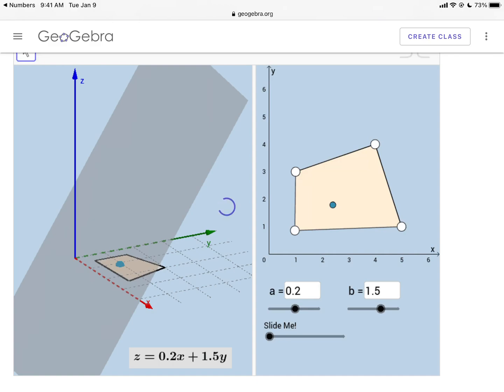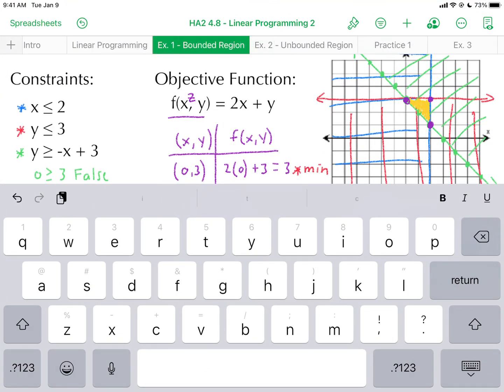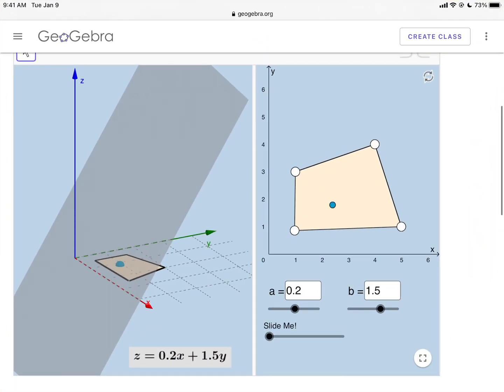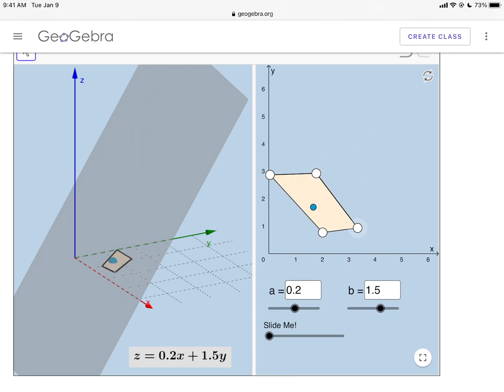Okay, so in this illustration, the left side of the screen is 3 dimensions, and the right side is 2 dimensions, okay? And I'm going to manipulate this to look like our region. So let's see, we had 0, 3 as one of our points, 2, 1, and 2, 3. All right, looks similar to the region we graphed.